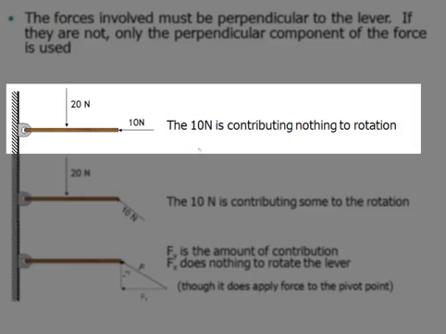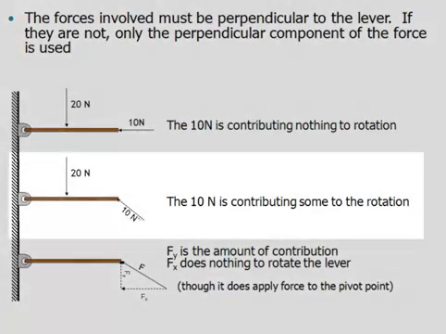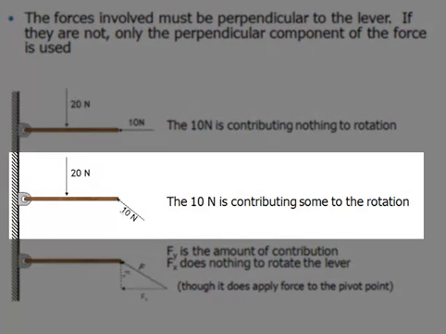Now, if there was some friction involved, I could see maybe an argument that it might be contributing something, but then the 10 newtons would be considered a normal force, and we'd have to figure out what the coefficient of friction is and all that to calculate how much of the force is perpendicular and contributes to the rotation. In the second diagram, the 10 newtons is actually doing some good to start balancing this.